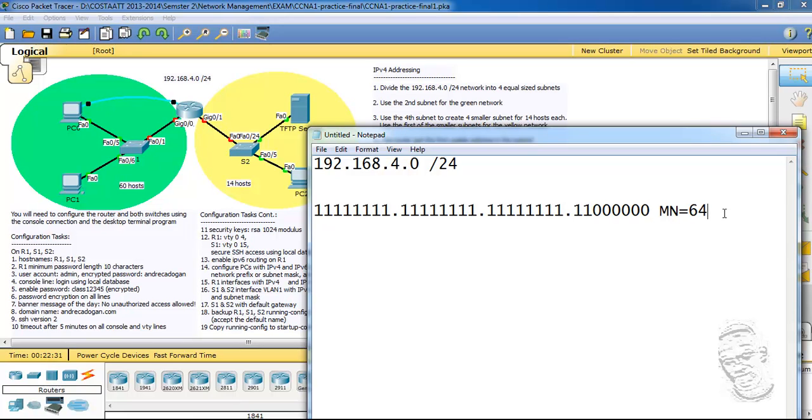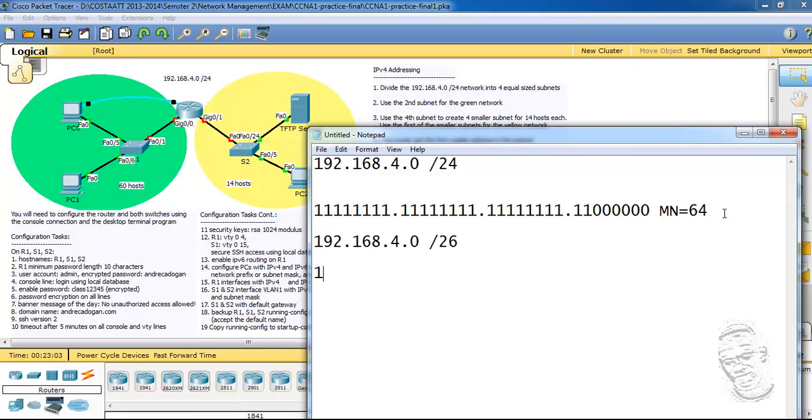So we know now that it will be 192.168.4.0 /26, because we borrowed 2 extra bits on the last octet. We know that the networks increment by 64 because of the magic number.